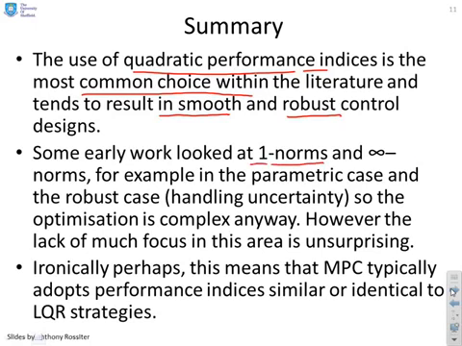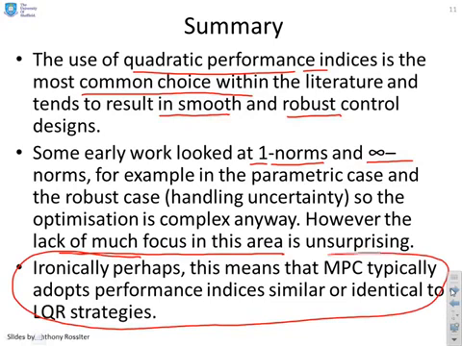Earlier work did look at using one norms and infinity norms and other things, and while that might make some sense if you're doing parametric approaches or the robust case, in general, the tuning you got was a lot more erratic, not nearly so smooth, and so you'll find there wasn't much focus on this area because people didn't find the performance particularly promising. Now interestingly, at the bottom, what you'll be seeing perhaps is this means that the performance indices that are popular in predictive control tend to be quadratic, and that says that there's a very strong link with LQR strategies, and that's something we will revisit in later videos.